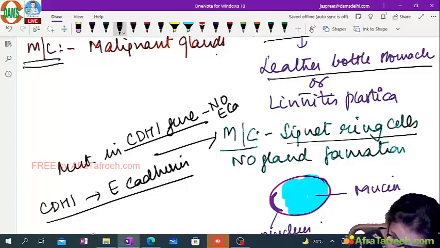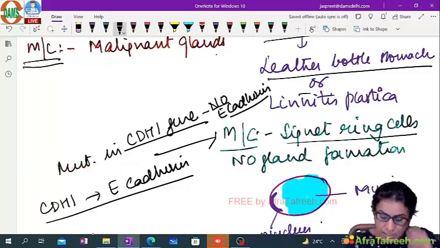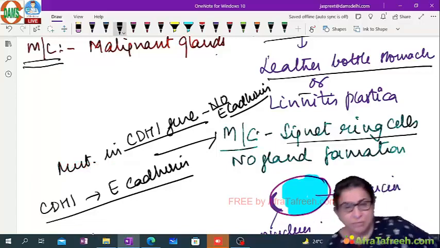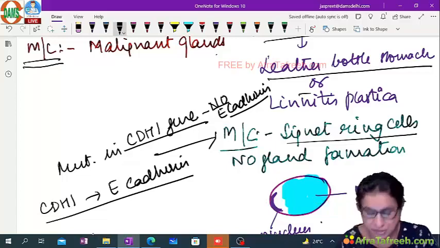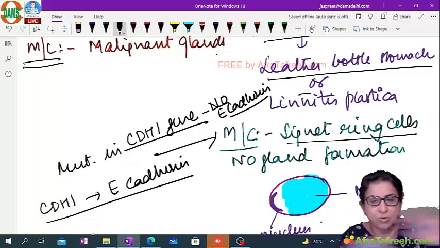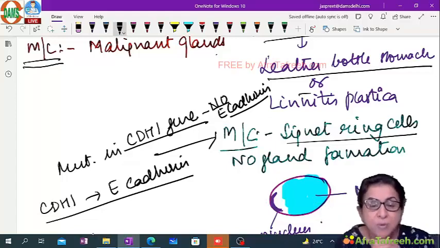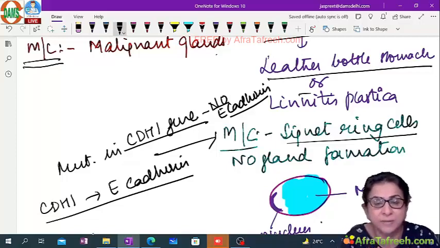Now, what is the function of this E-cadherin? In diffuse type, there are CDH1 mutations, and if they occur, no E-cadherin is produced. The normal CDH1 gene encodes for E-cadherin, so no CDH1 gene, no E-cadherin. Now, what is the function of E-cadherin? E-cadherin holds the cells together. It holds all these cells together.